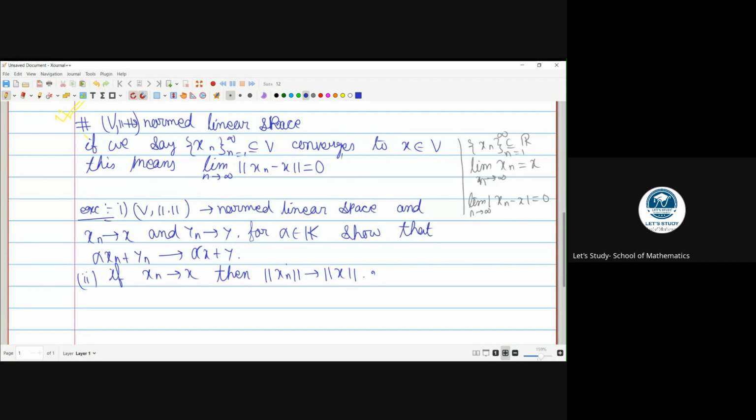Okay. For the second one, can anyone try this? How will the second one work? The difference between the norm of xn and the norm of x is less than or equal to d of xn comma x, which equals the norm of xn minus x, and which tends to 0. So by the sandwich theorem... Okay, fair enough.